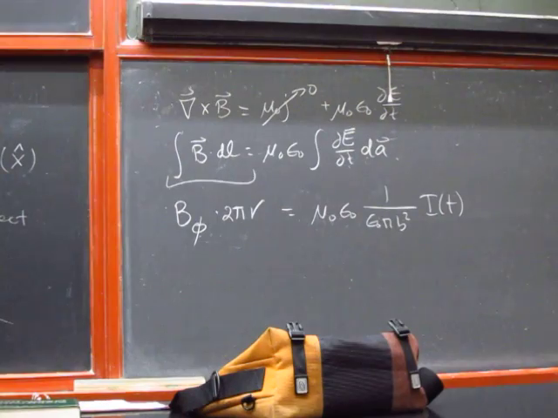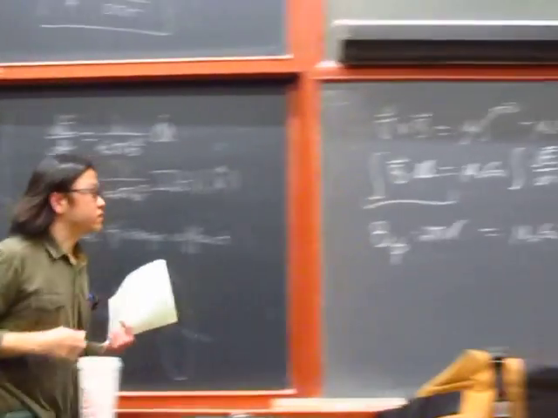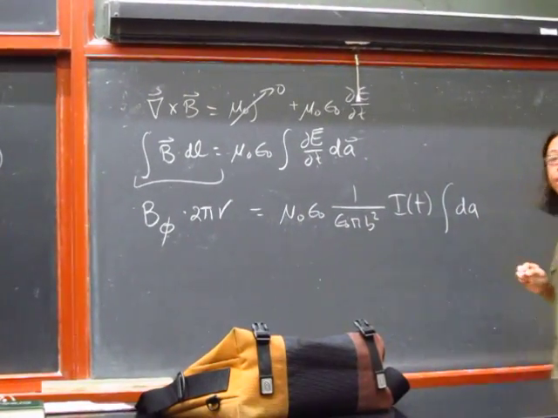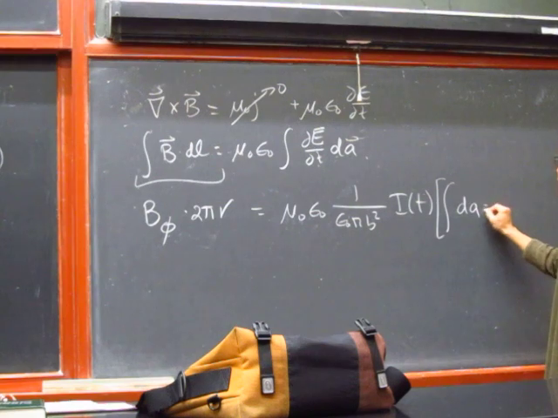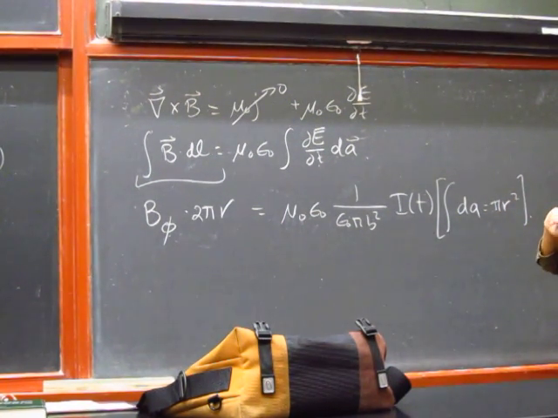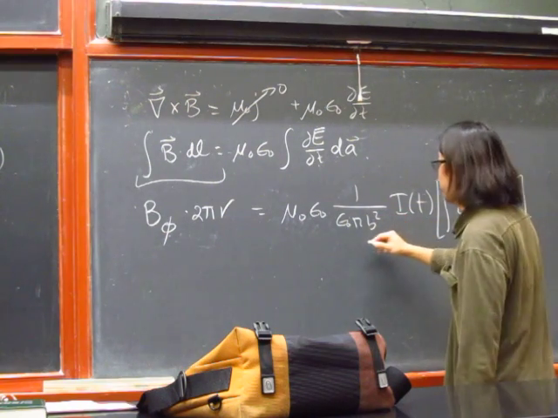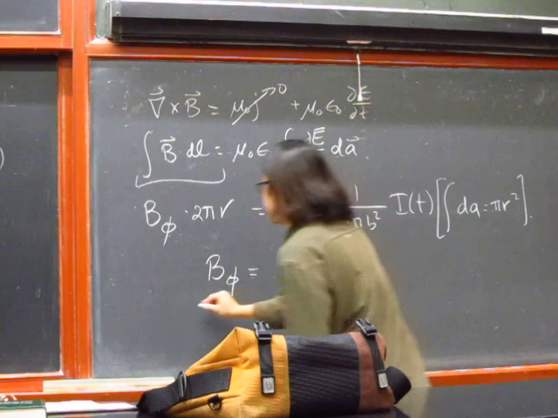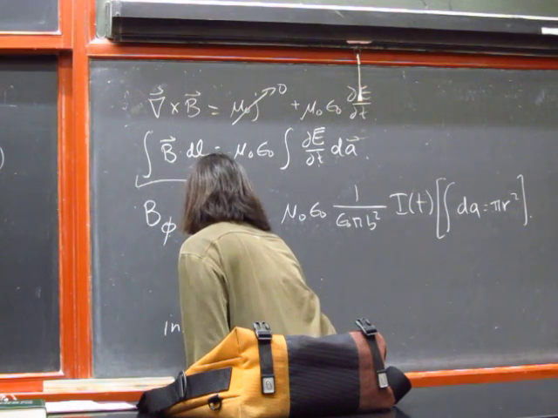In a capacitor, the rate of change is constant. So this is just the area, right? And this area is just pi r squared. Okay. So if I collect all the terms, then I have the field inside the capacitor.